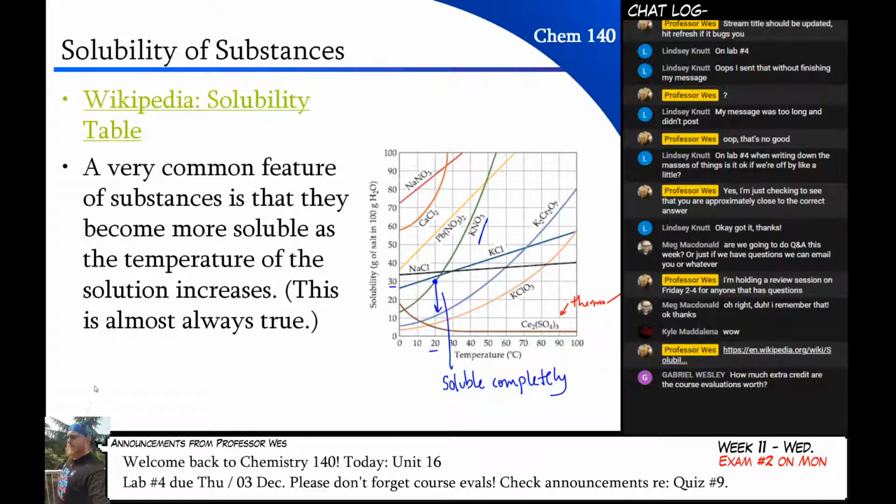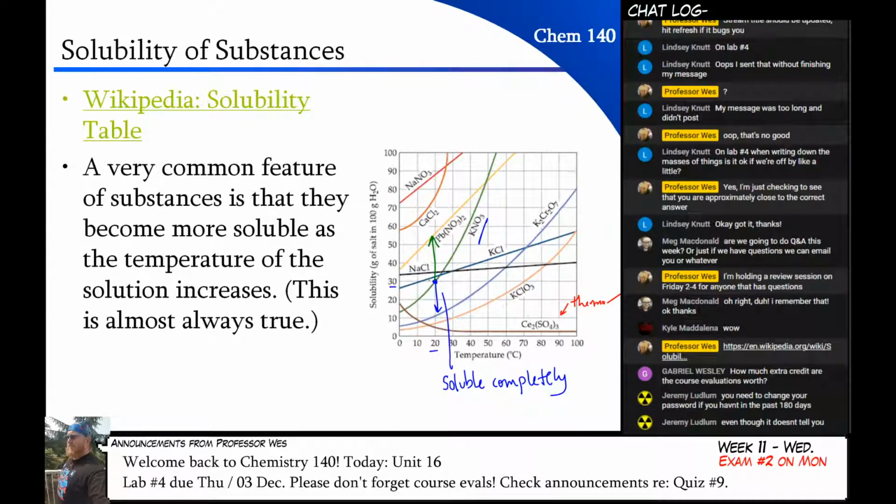Anyway, if I have the amount shown on this graph or less, the solution will be completely soluble. But if I have more than this amount, then some dissolves, but the rest of it does not. So if I were to put, say, 50 grams of potassium nitrate into 20-degree water, which would be right here, this data point right over my arrow, that's way too much. Only 30 of those 50 would dissolve, and the remaining 20 would sit on the bottom.